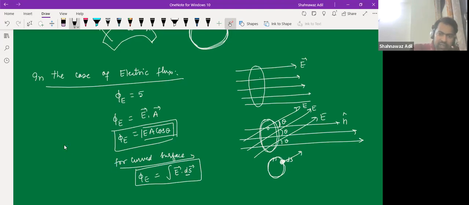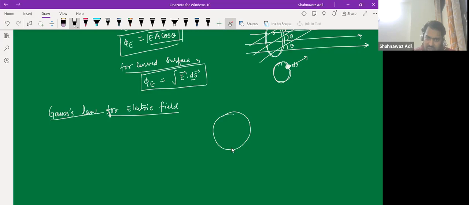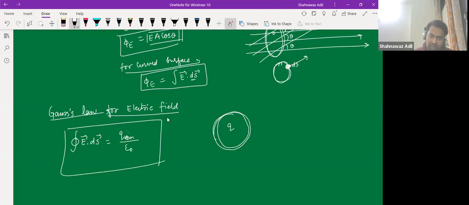So these were the cases of the electric flux. And then you saw the case of Gauss law, right? So we saw that in Gauss law, for electric field, if we take a closed surface and this has some charge, then from Gauss law, the closed integral of E dot ds gives you Q enclosed by epsilon naught. So from Gauss law, we got the electric charge, right?